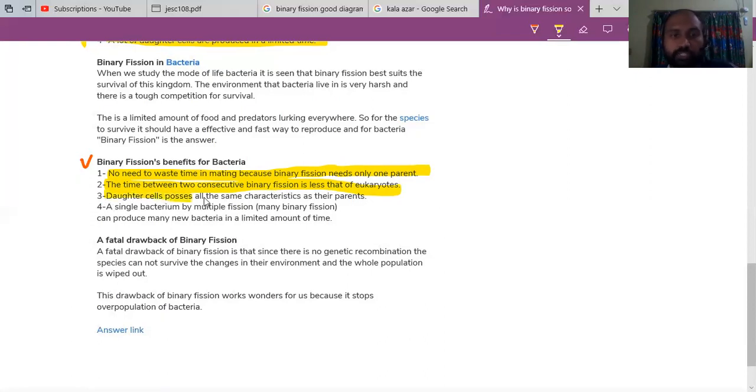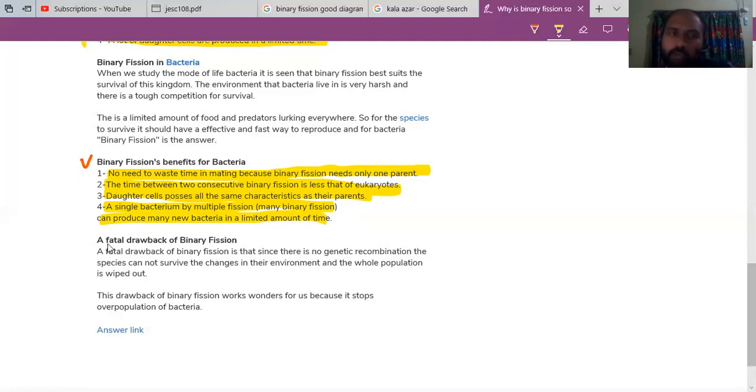The daughter cells possess all the same characteristics as the parent, the exact clones. So they possess the same characteristics of the parent. If the parent is an antibiotic resistant bacteria, the same property will be there with the daughter cell. A single bacterium by multiple fission may reproduce many in a limited time. So that is the fourth point. Please note down these points. Pause the video, note down this point.